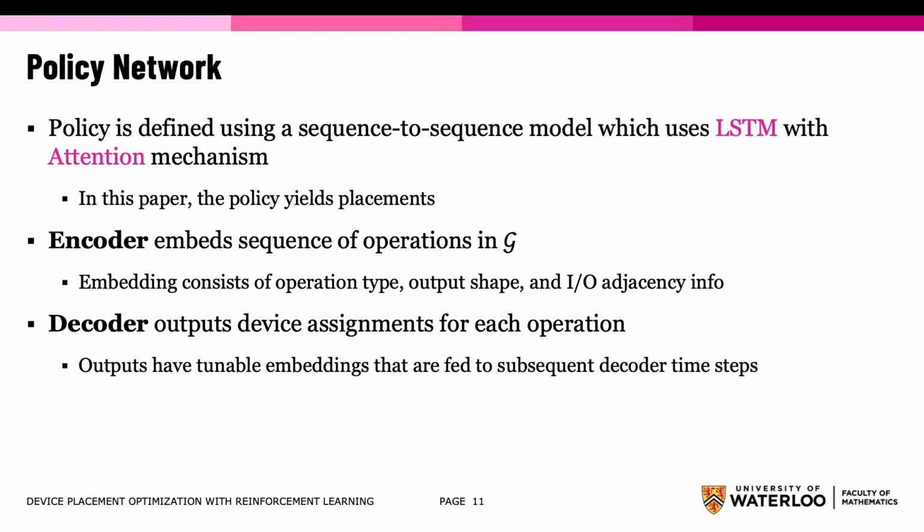So this model essentially incorporates two parts: the encoder and the decoder. The encoder simply embeds a sequence of operations in G. The embeddings consist of the operation type, which might be a matmul or a conv2d operation, the output shape, and some input-output adjacency info. The decoder, however, outputs device assignments for each of the operations in the graph. The outputs have tunable embeddings, and they are fed to the subsequent decoder time steps.